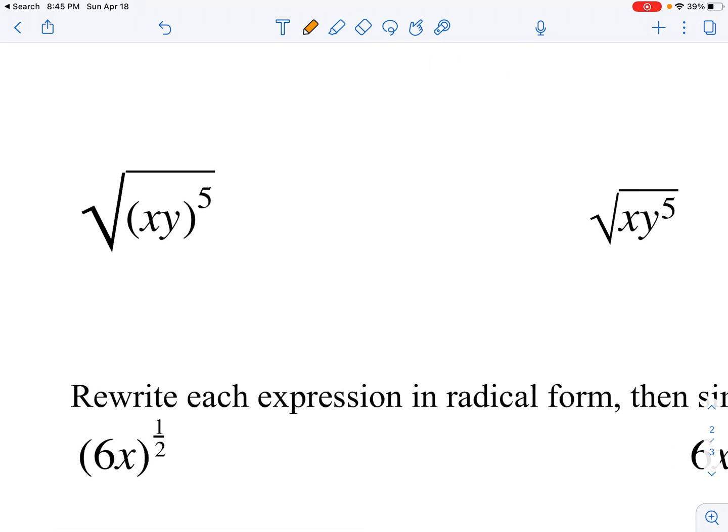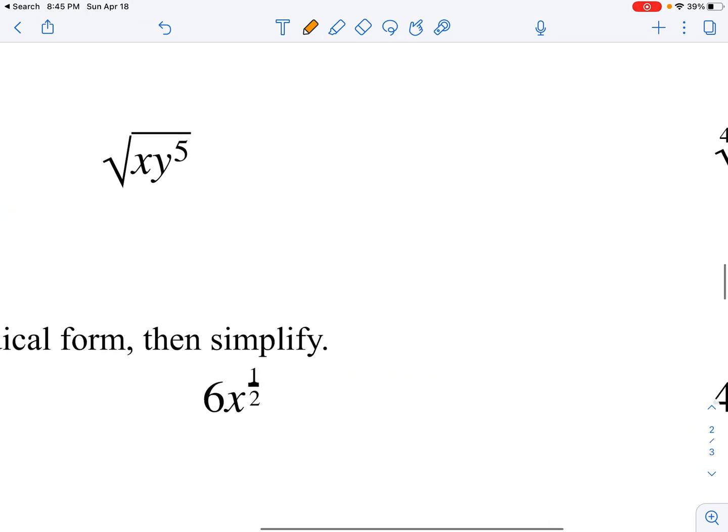Next one. Since they're in parentheses, they're both being affected, so x and y will both have this exponent of 5 over 2. Next, we'll have x having a different exponent again this time because that 5 is not affecting it, so x will be to the 1/2 power, whereas y will be to the 5/2 power.